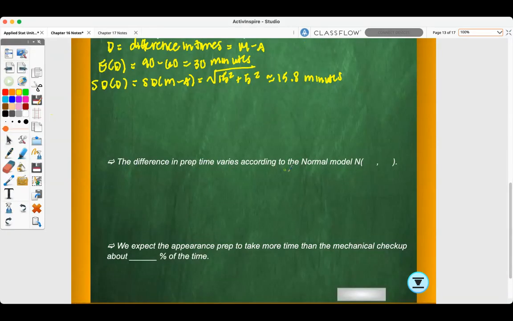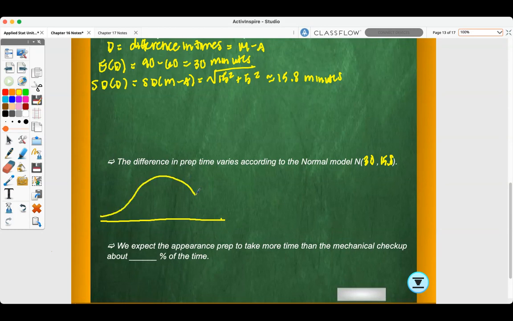So the difference in prep time varies according to the normal model, with mean 30 minutes and standard deviation 15.8. So we're going to use this to find the probability that it will take longer to do the appearance prep than the mechanical checkup. So we're going to use the normal model. So we're always going to draw a picture of this.